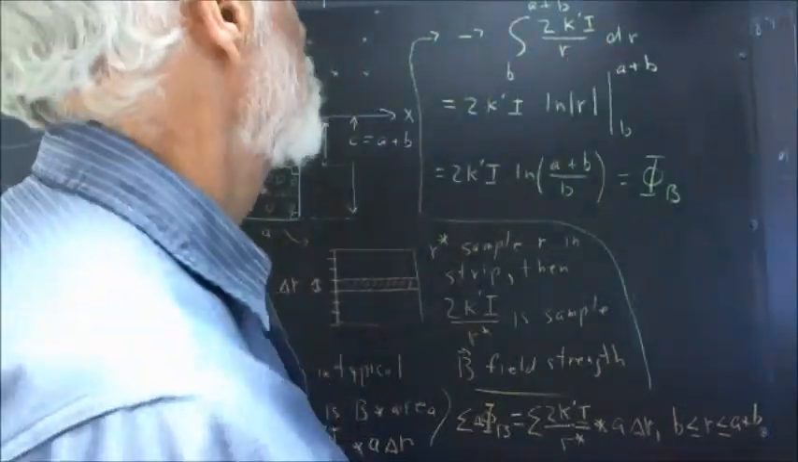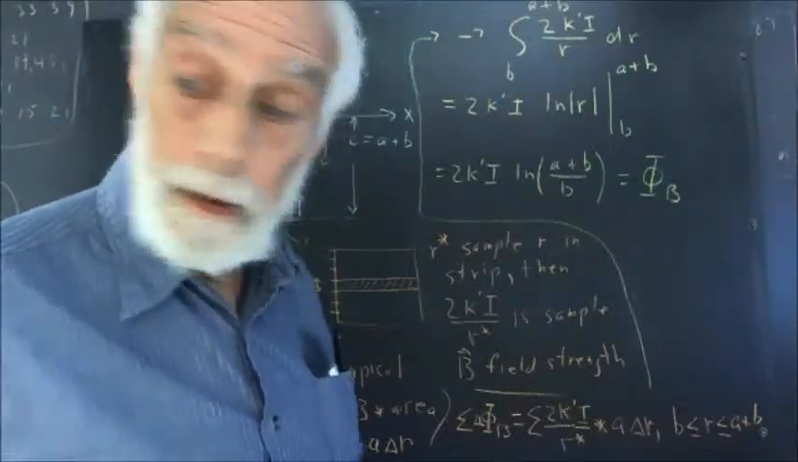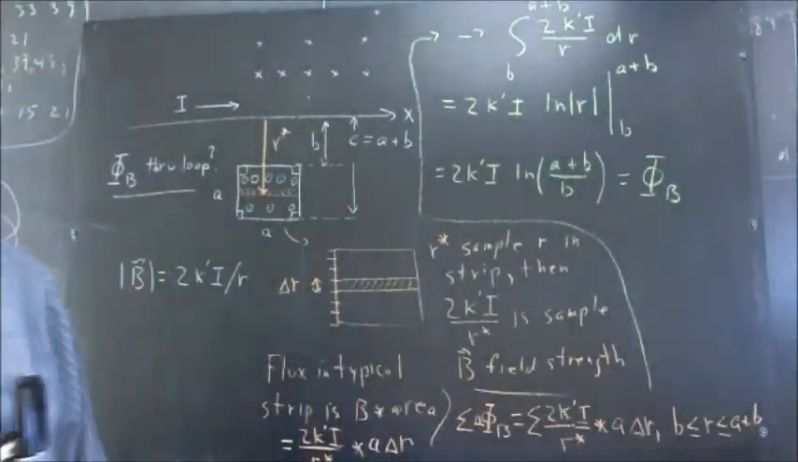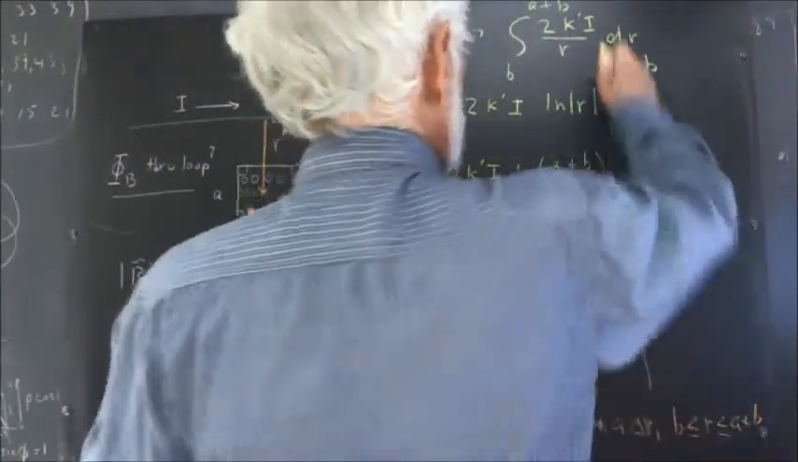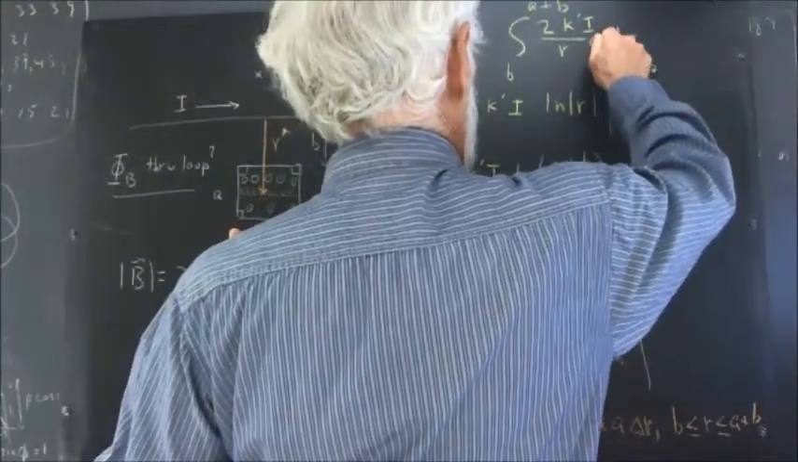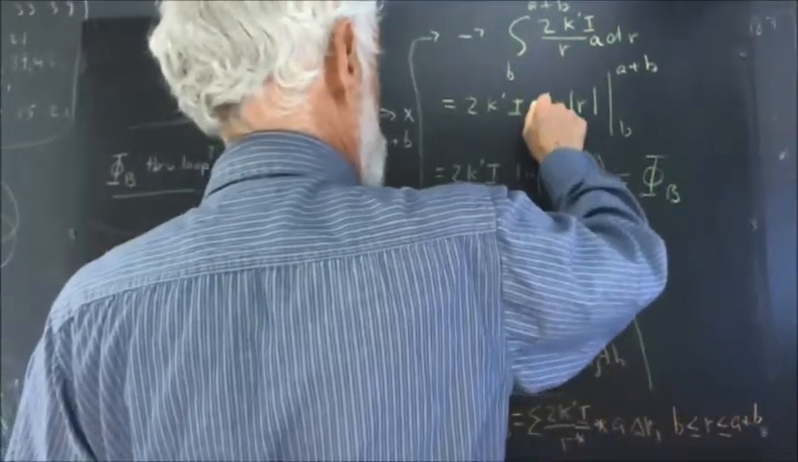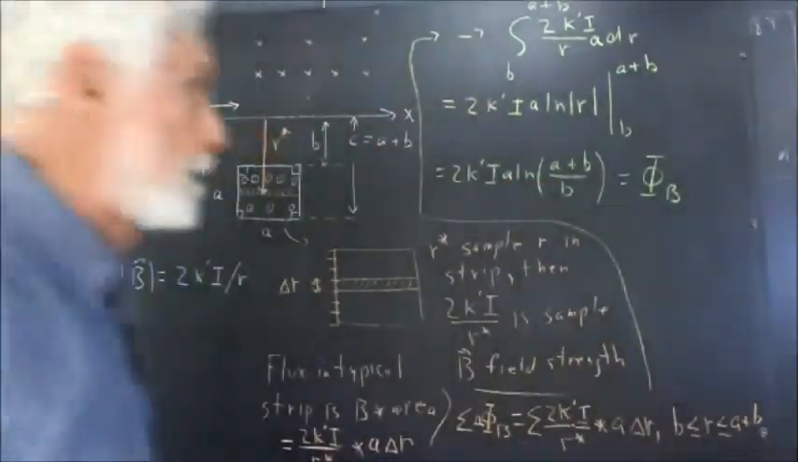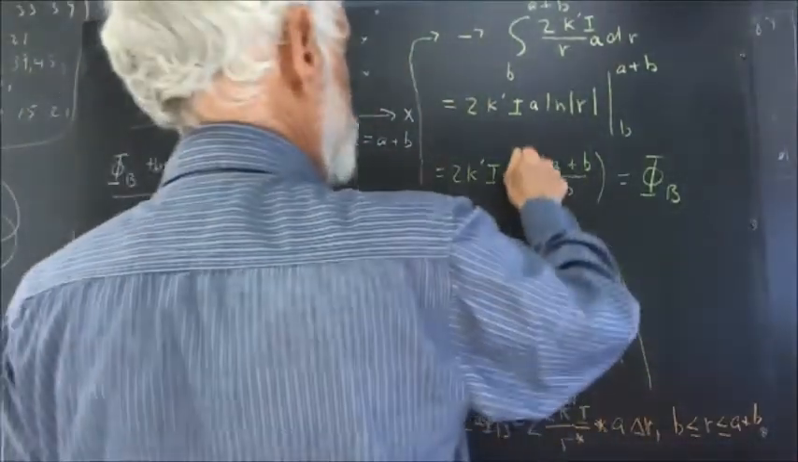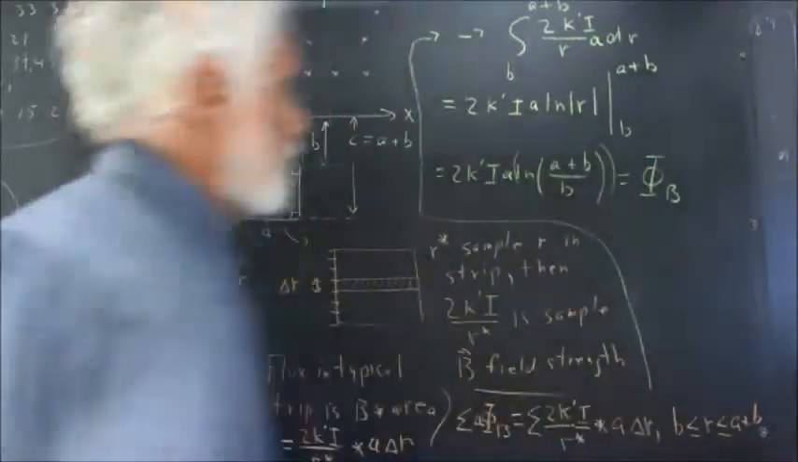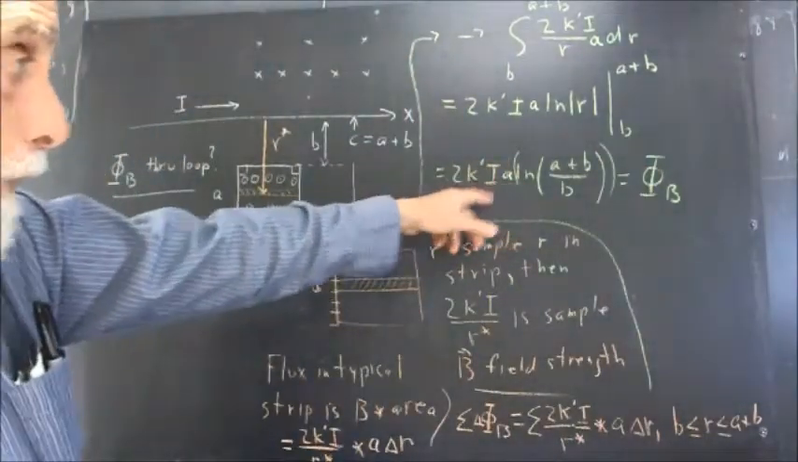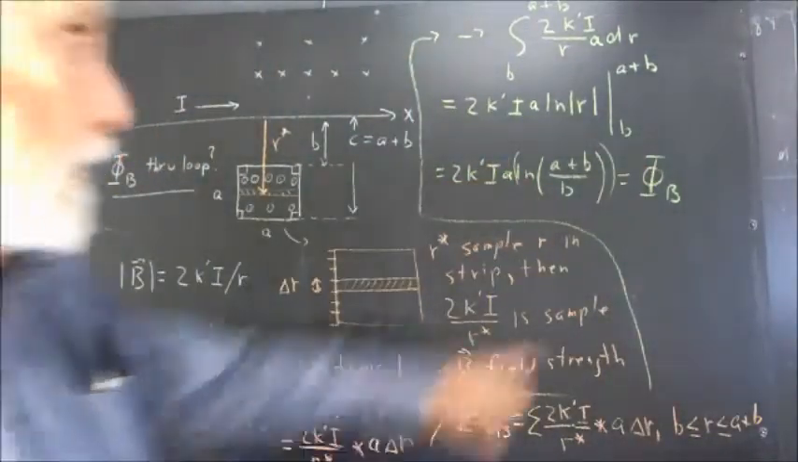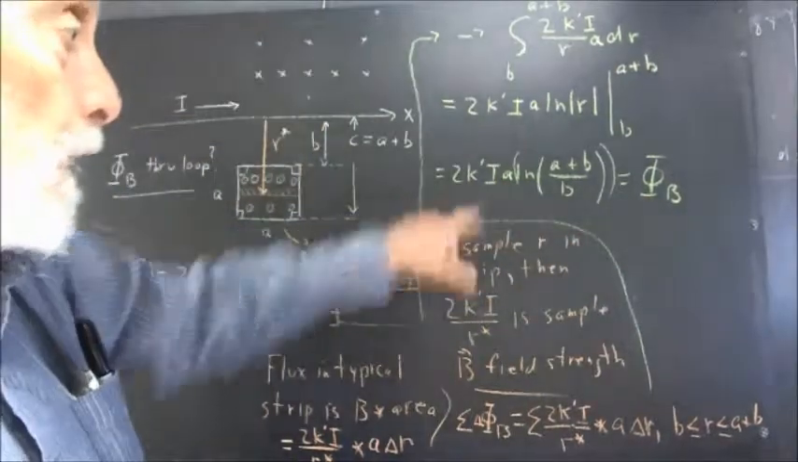And oh, heaven forbid, I've left A out of this whole thing. So we actually have an A dr. So everything I've done is going to need an A in it. Fortunately, I can insert an A here and an A here. Put a set of parentheses here to distinguish the A from the LN. So here's our expression for the flux.